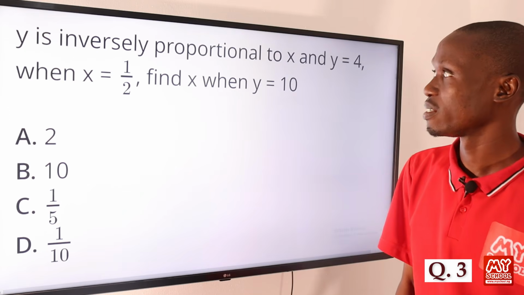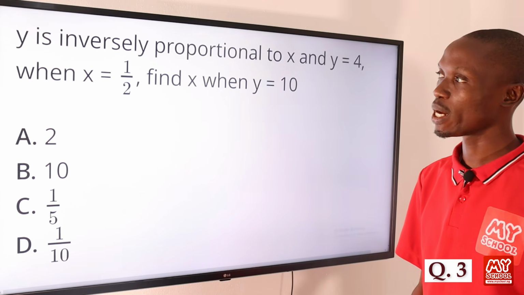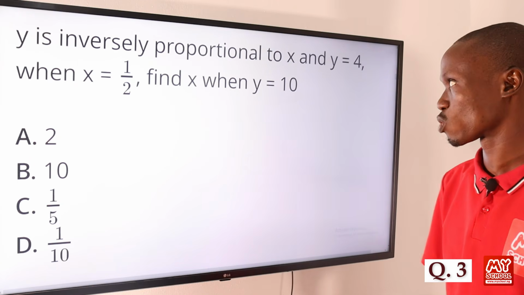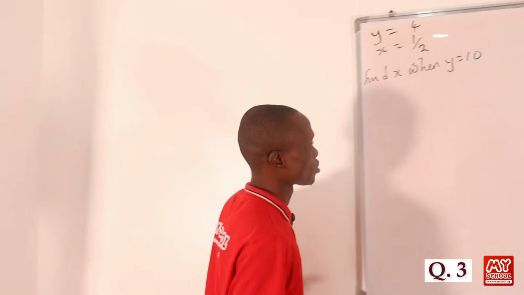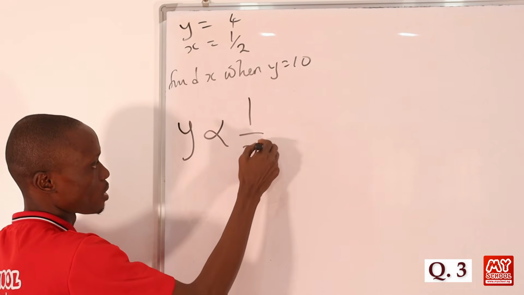230,000 naira. Question 3. Y is inversely proportional to S and Y is equals to 4 when S is equals to 1 over 2. Find S when Y is equals to 10. So let's move over to the board to provide answer to this question. So according to this question, we're told that Y is inversely proportional to S.